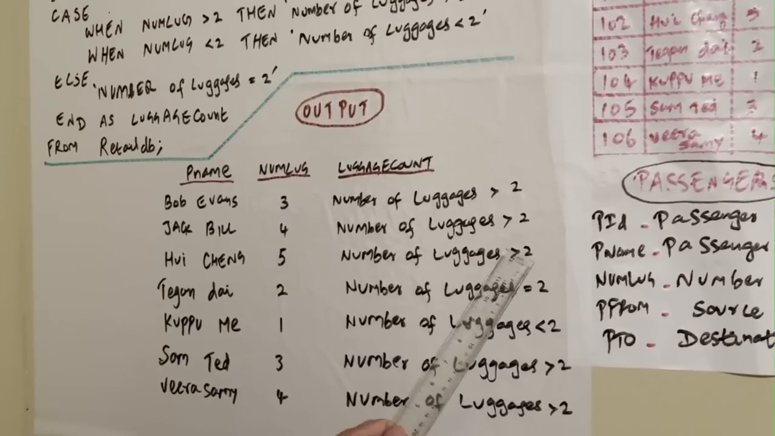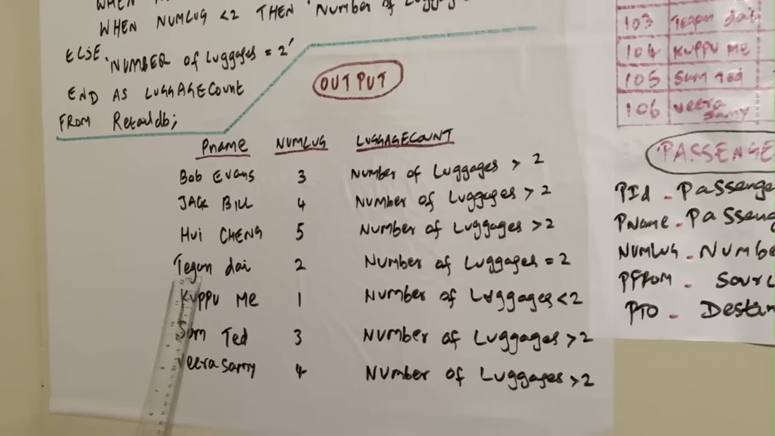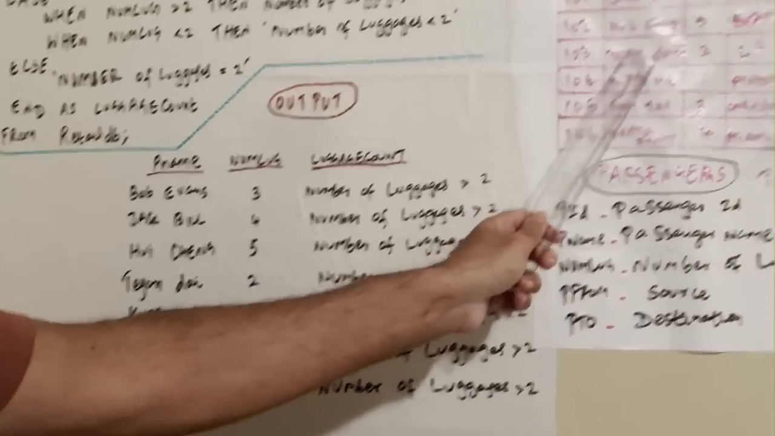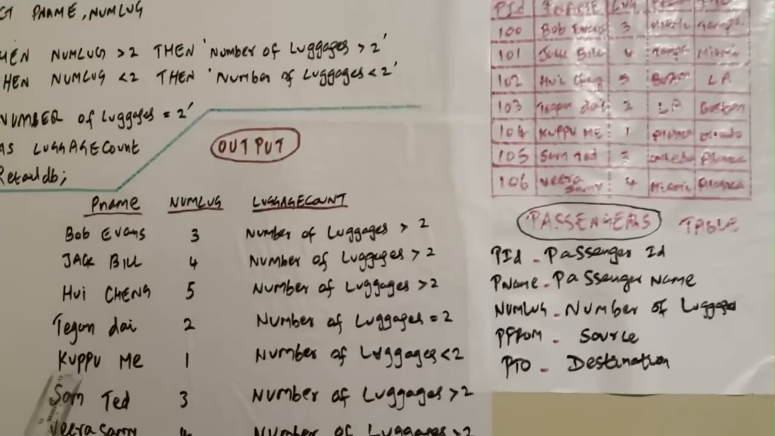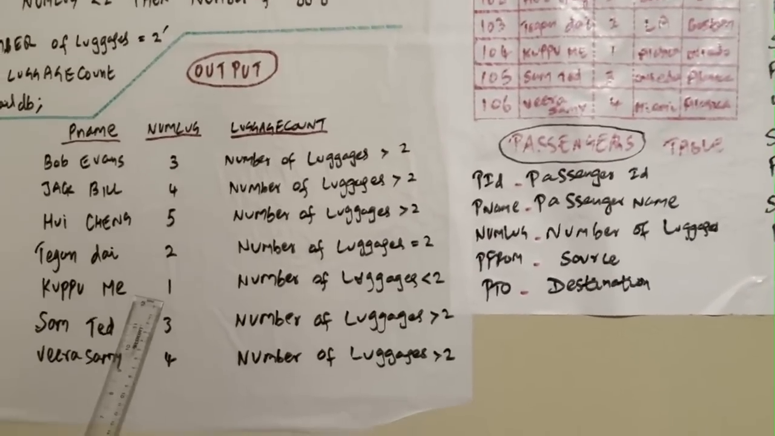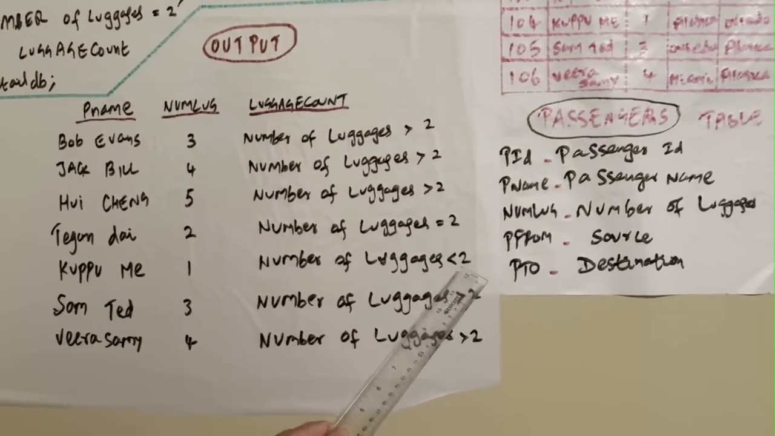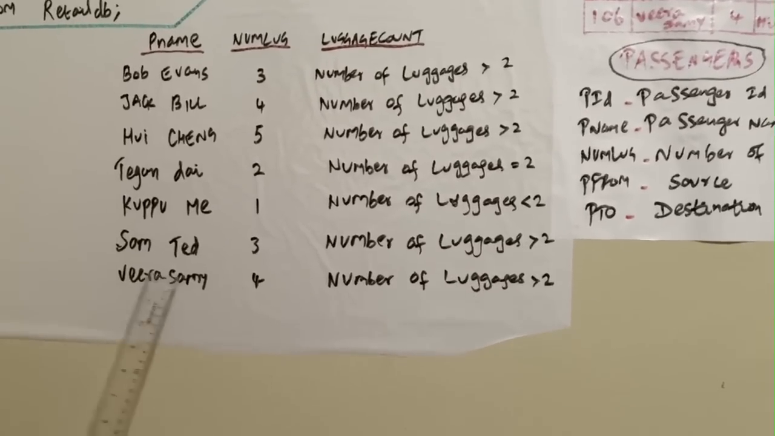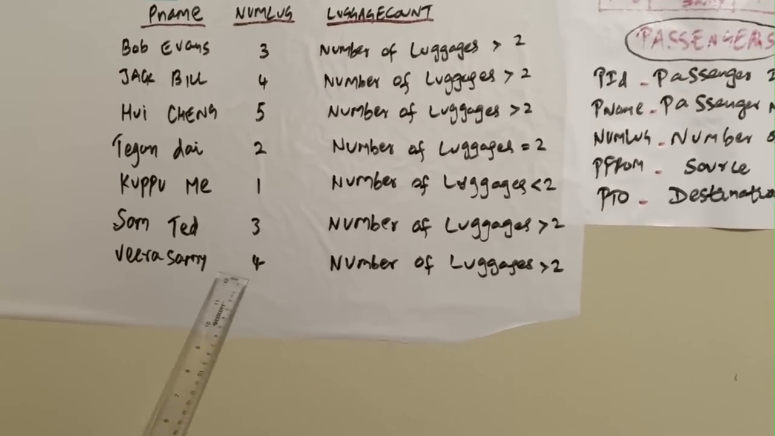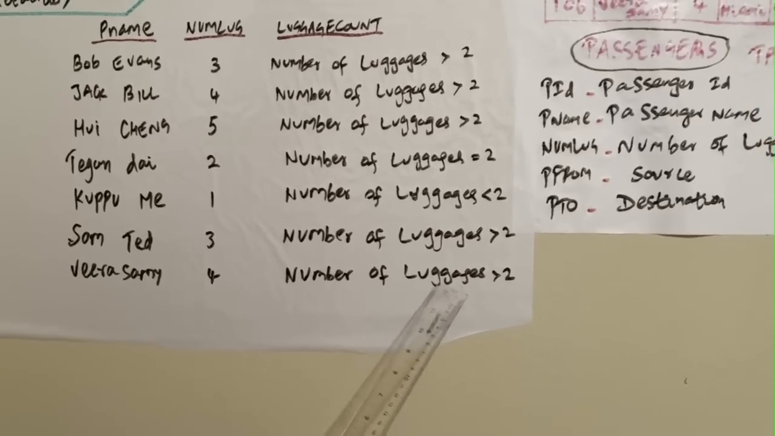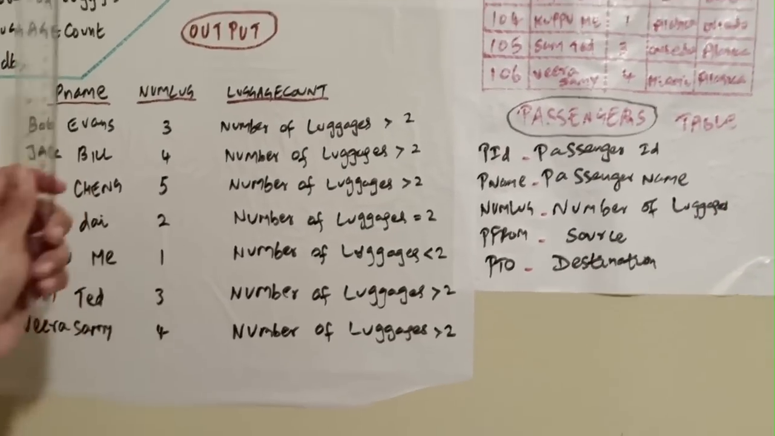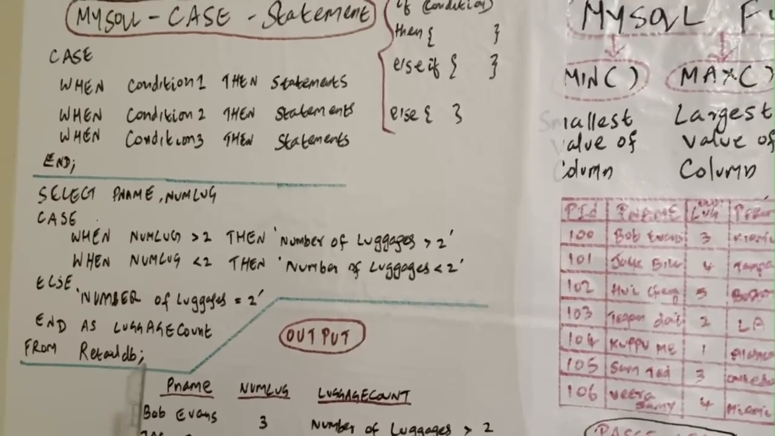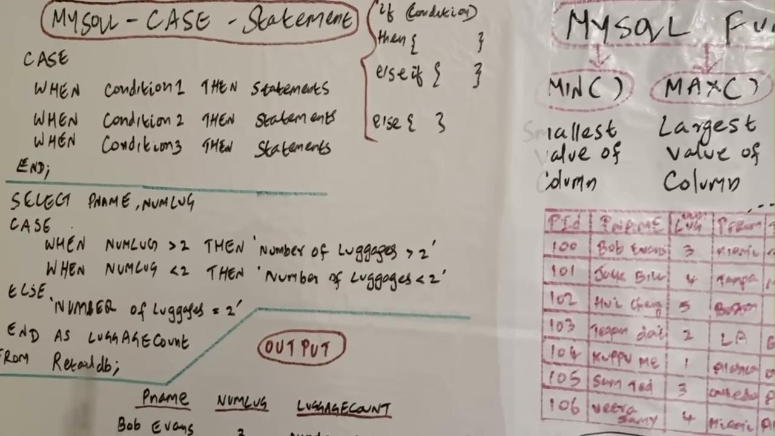5 records greater than 2. Tag die has 2 luggages, so it will print number of luggage equal to 2. See, Tag die is here. Kupu me has 1 luggage only, so number of luggage less than 2. Sam Ted 3, greater than 2. Virasamy has 4 luggages, so it will print number of luggages greater than 2. So now we discussed the COALESCE function, and how to use case instead of the COALESCE function in MySQL.